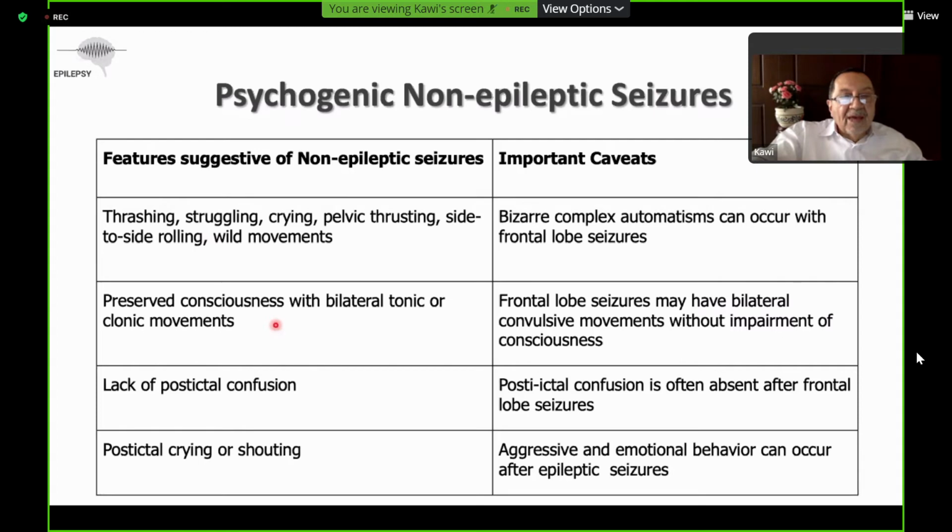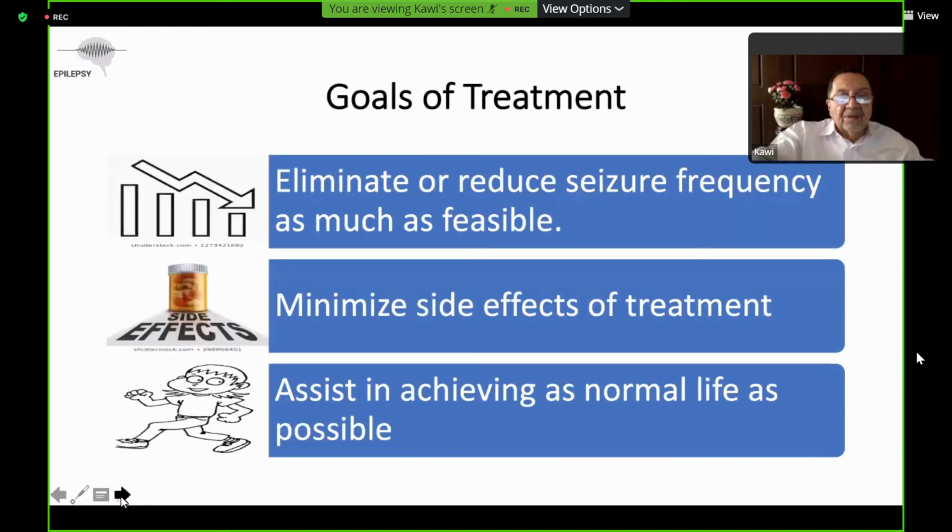Or we may have preserved consciousness with bilateral tonic or clonic movements. The person may have the movements, but when you speak to him, if there is bilateral tonic-clonic movement, he should not be able to respond. If you speak to him and he says yes, then that is a non-epileptic seizure. Lack of post-ictal confusion is a non-epileptic seizure, and post-ictal crying or shouting is suggestive of a non-epileptic seizure.